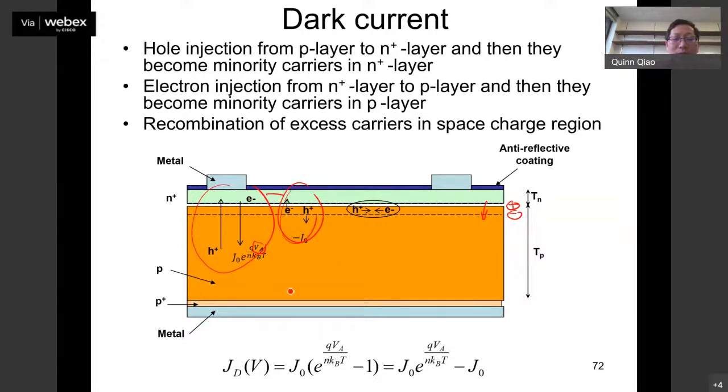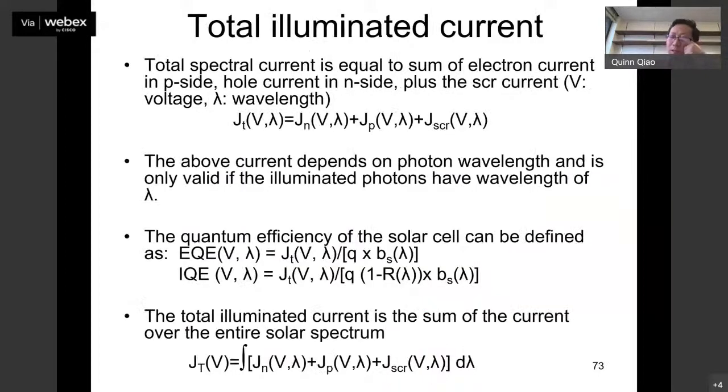This basically tells you the gain. The gain multiplies that potential V_A, qV_A over nkT. That's why the dark current looks like this, okay? That's about the dark current. So from here, you have a good idea what the photocurrent looks like in the solar cell, and what the dark current looks like in the solar cell, okay? With that, I think I can develop the entire equations.